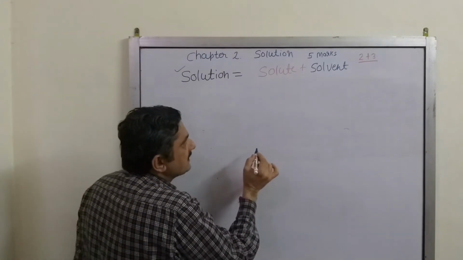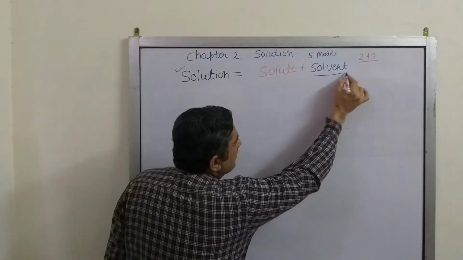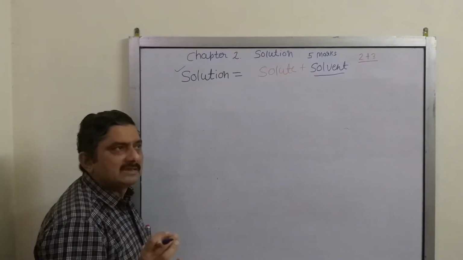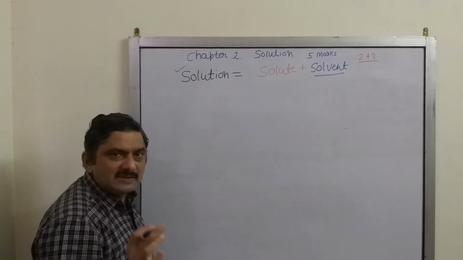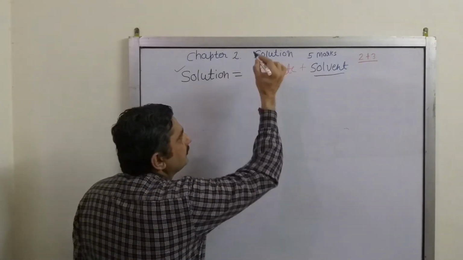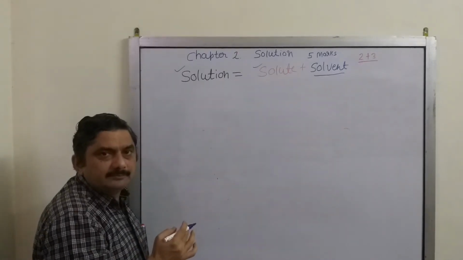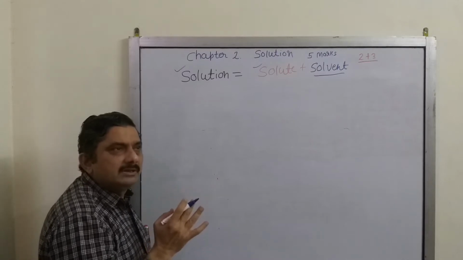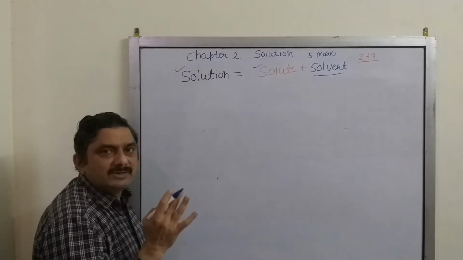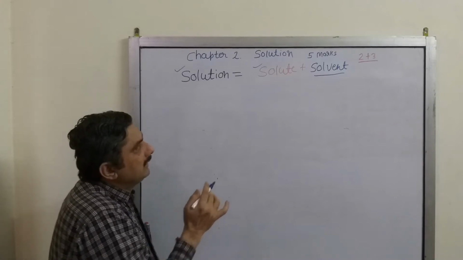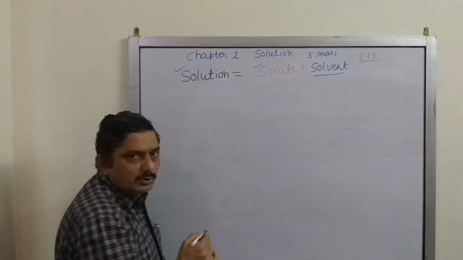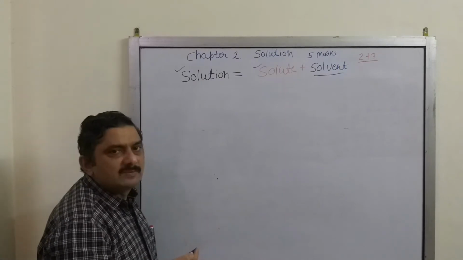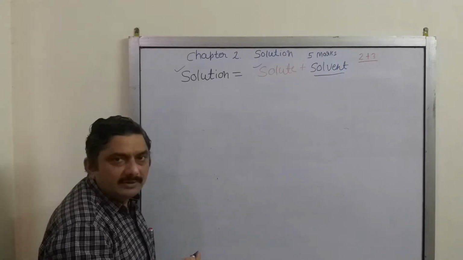The substance which is present in large amount is known as solvent, and the substance which is present in small amount is known as solute. Solvent is that substance in which there is no change in physical state, while the physical state of solute may be changed. Solution is a homogeneous mixture of solute and solvent.